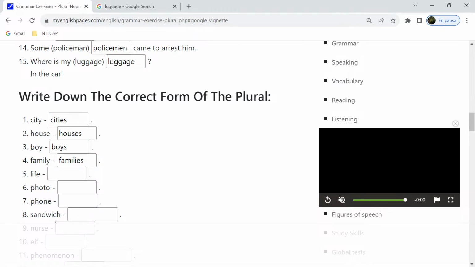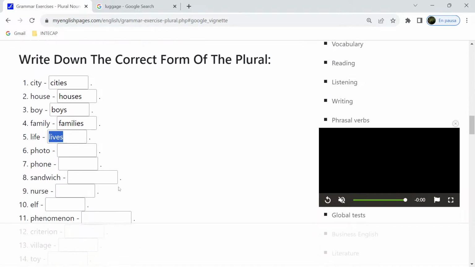Now let's go with life. What is the plural of life, guys? Lives. Aha, lives. Okay, there you go. So here I have to apply the rule when they end in FE, which is pretty much add VES, right? So lives. Life, lives. Okay, there you go.